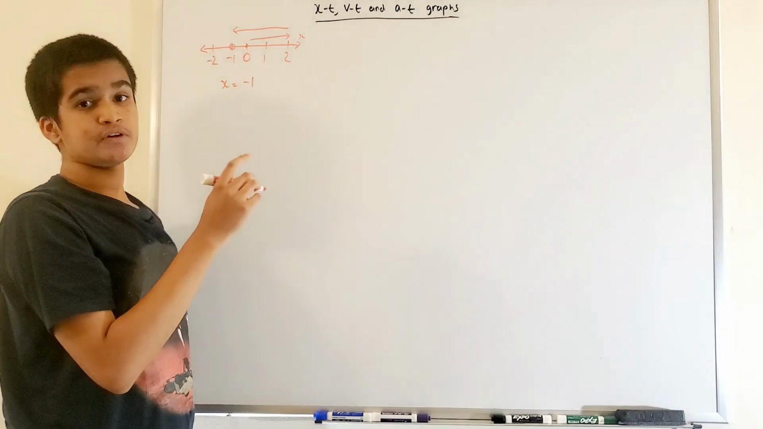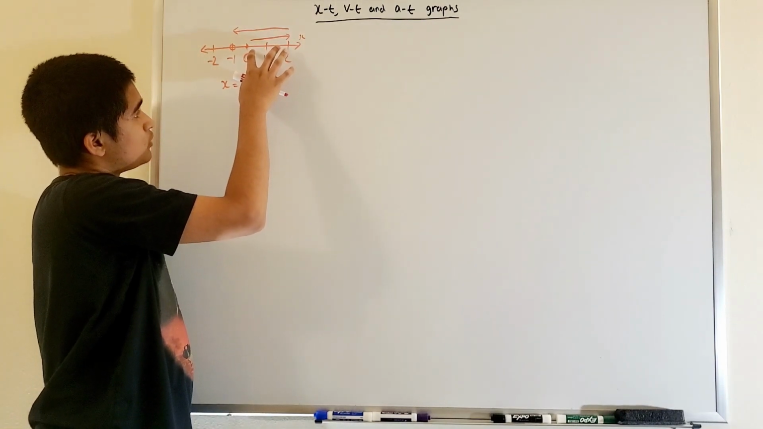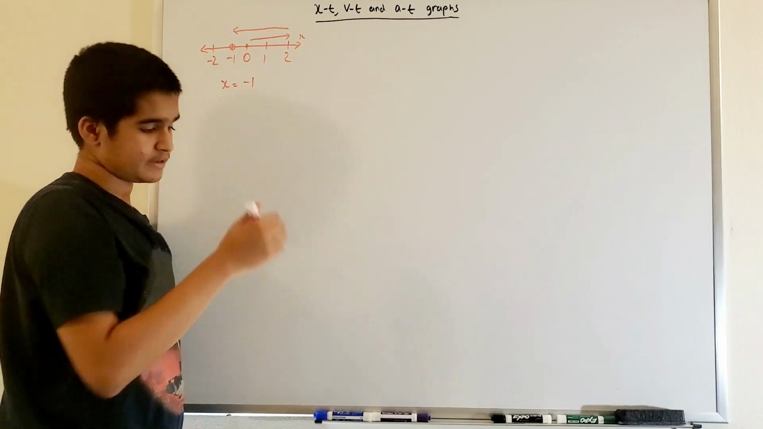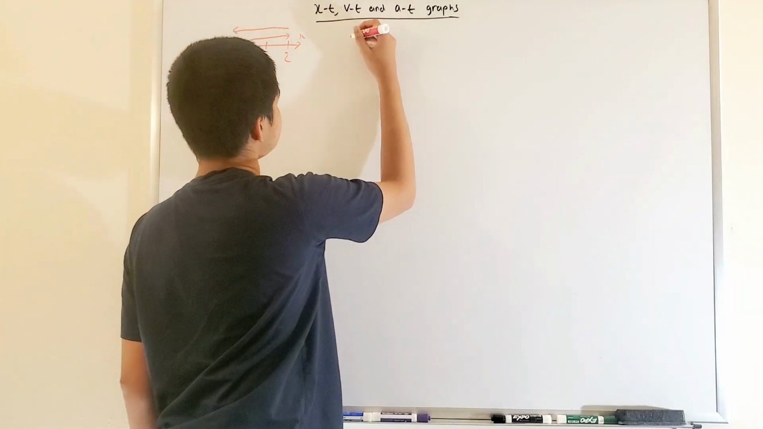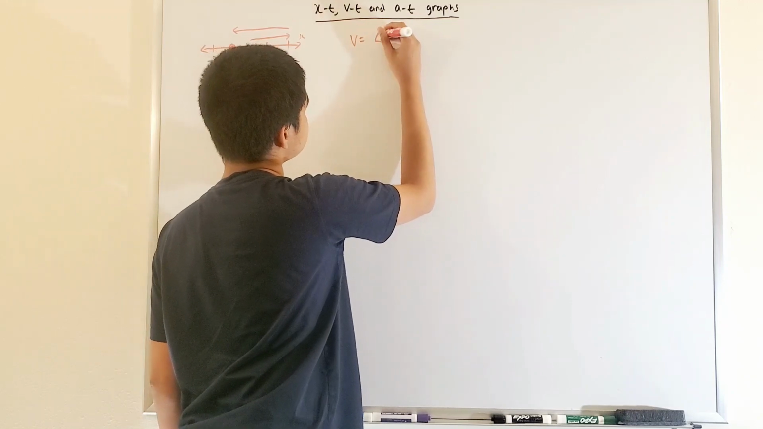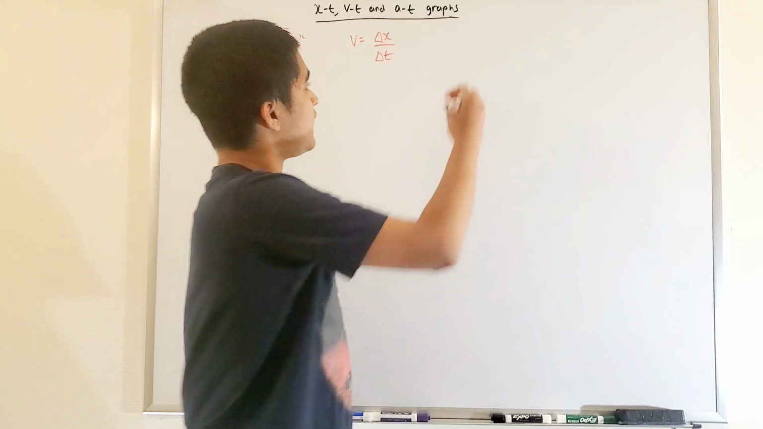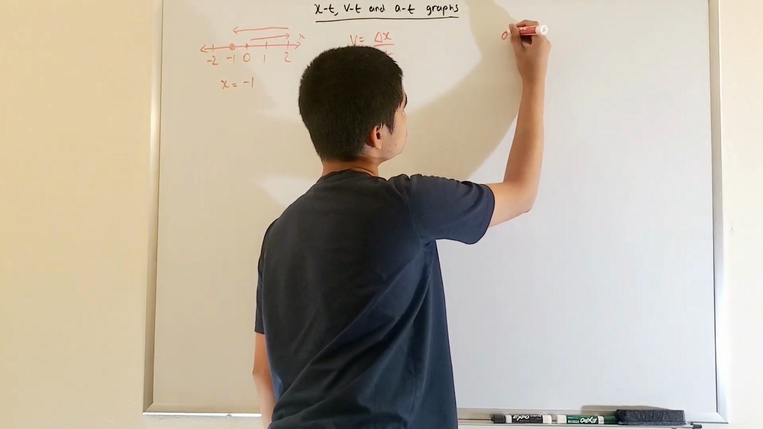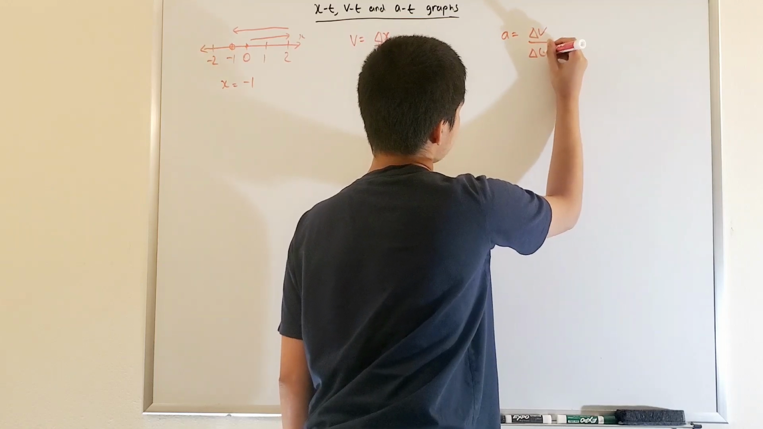Notice that this is different from the distance, which is the total amount it's traveled, which is going to be 2 plus 3, that's 5. Moving on to velocity. Velocity is defined as the rate of change of displacement with respect to time. And finally, acceleration is defined as the rate of change of velocity with respect to time.